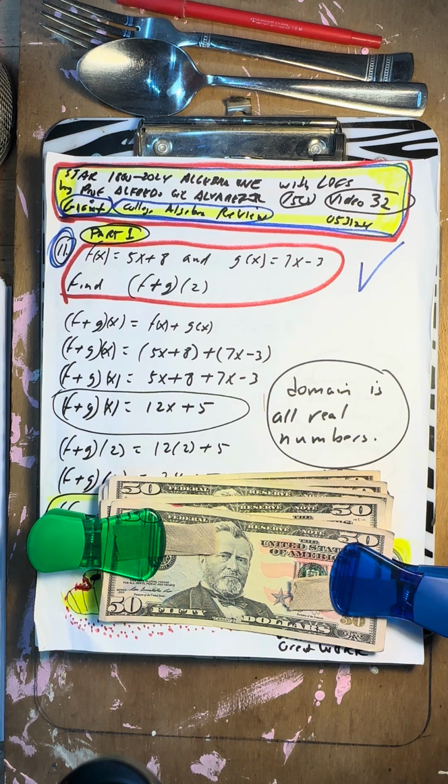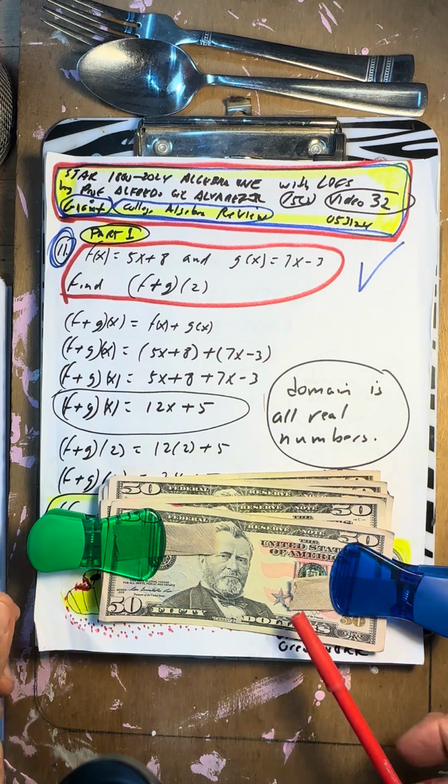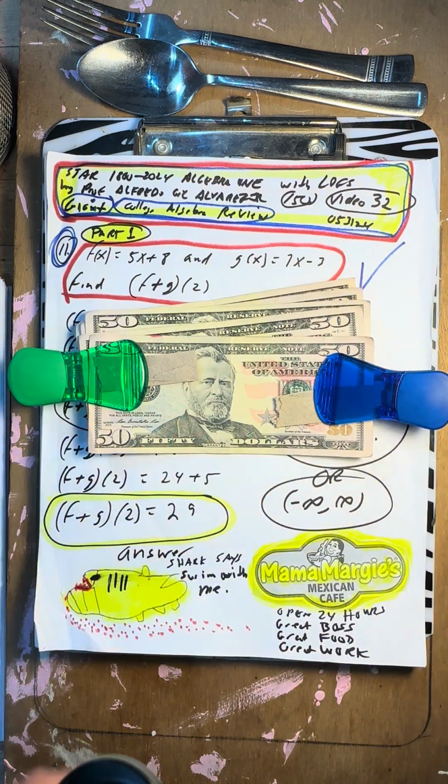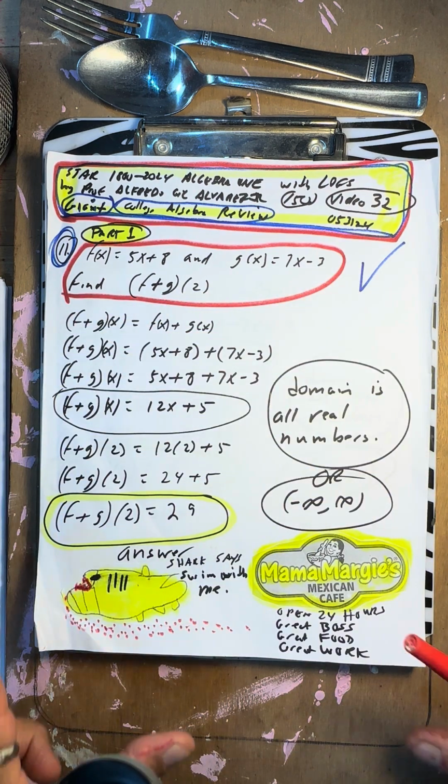Alright, let's do this. Before we get started here, if you need money, they're like this. My margins open 24 hours. Great boss, great food, great work. But let's say you don't need money. Nah, you don't need money. Get out of there. Alright, so let's do this.